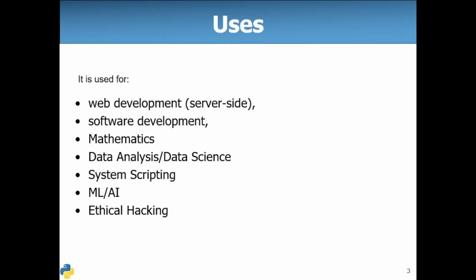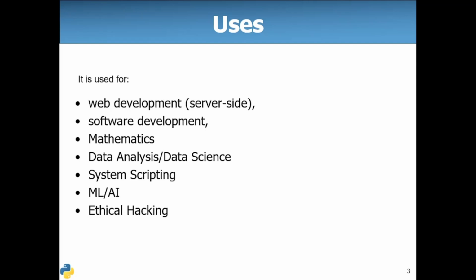Now, the use of Python. What do we use Python for? Python is used for web development, mostly server side, that's the backend aspect of web development. It's also used for software development and mathematics, where we're dealing with numbers. Coming from numbers, it's also used for data analytics and data science. Data analytics is the use of numbers to get information from raw data. Data science is the advanced part of data analytics. Machine learning and artificial intelligence also come in, and Python is normally used for machine learning and artificial intelligence.